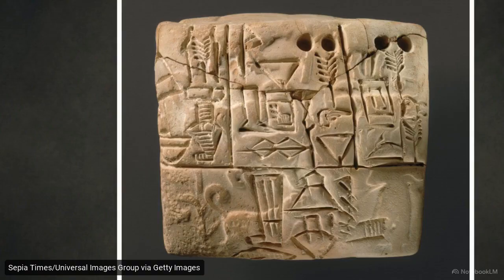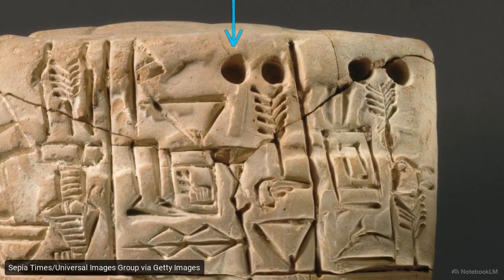This 5,000-year-old clay tablet shows an early solution. Notice the circular indentations stamped alongside the cuneiform script. These represent numerical values permanently recorded in a physical medium.